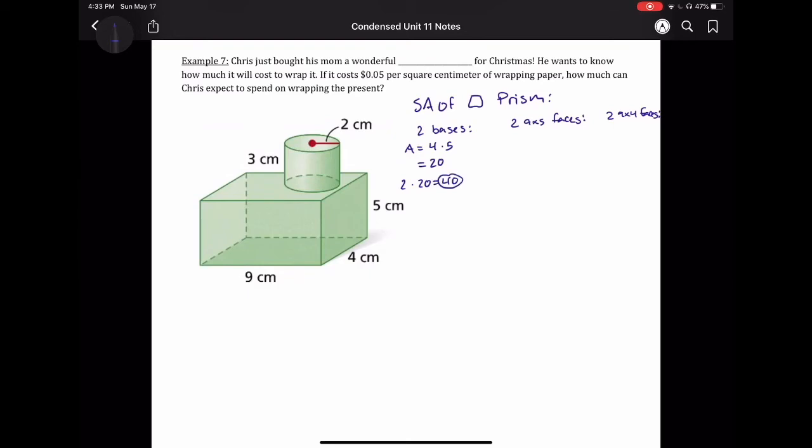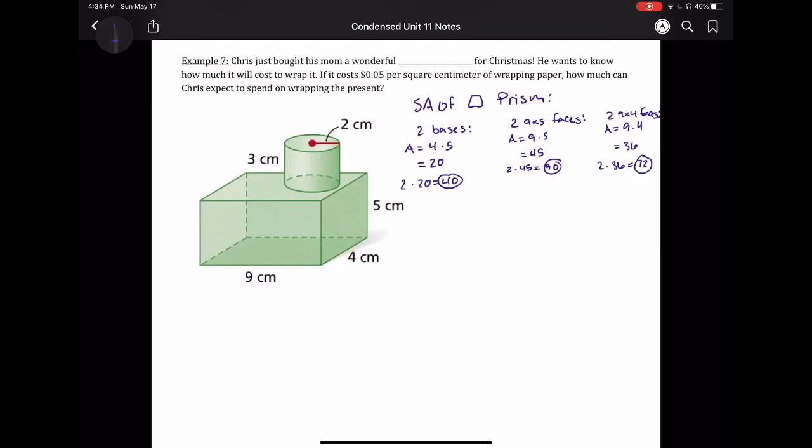Then I have 2 9 by 5 faces, so I have area is equal to 9 times 5. 9 times 5 is equal to 45, so I have a 40. And, oh, there's actually 2 45s, so let's go ahead and multiply that out. 2 times 45 is equal to 90, so I have a 40 and 90. And now I have 2 9 by 4 faces, so area is equal to 9 times 4. 9 times 4 is equal to 36, and there's 2 of those. 2 times 36 is equal to 72.